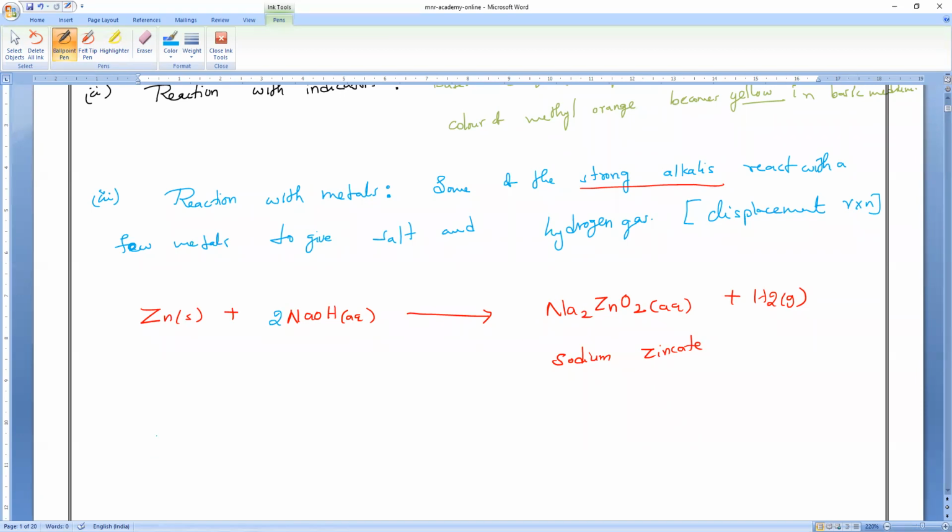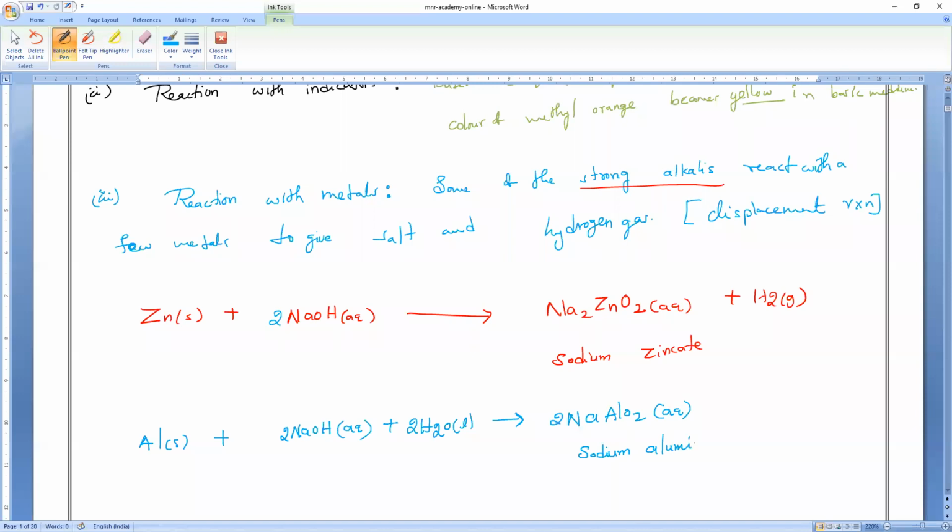Next example, aluminium. Aluminium reacts with sodium hydroxide, NaOH, in aqueous state, and it also needs excess water. Then only the reaction will take place. We are going to get sodium aluminate, NaAlO2, with 2Na coming. So what is the name of this one?